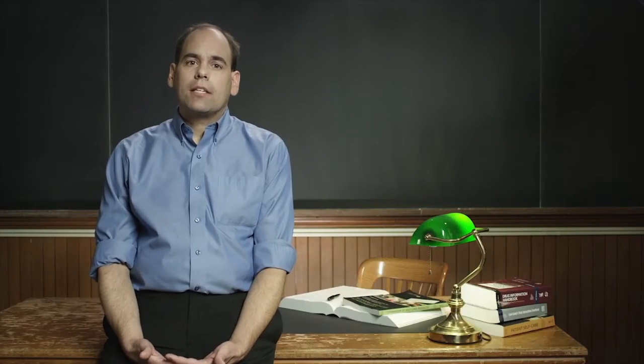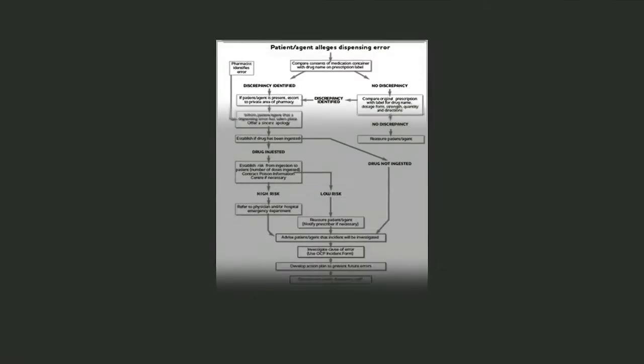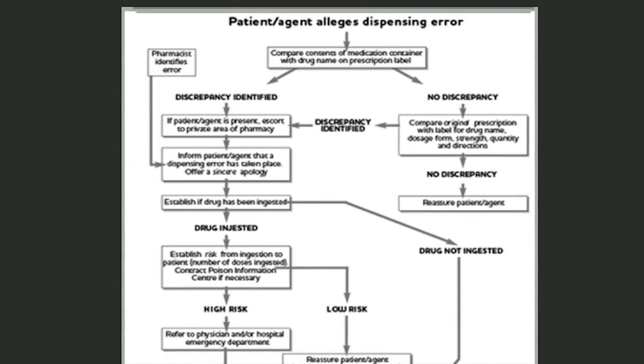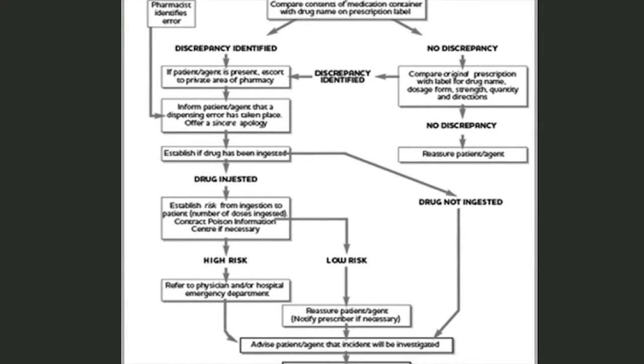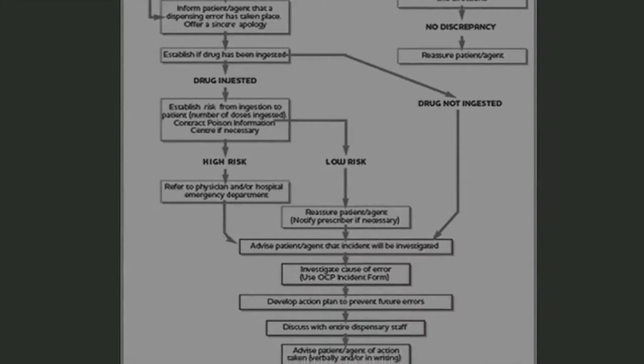So let's talk about dispensing errors for a second, and why they're so different from a clinical judgment error. The Ontario College of Pharmacists has this great protocol for pharmacists to follow if they make an error. This chart demonstrates this process. Simply put, if you make a mistake, you follow the flowchart. It's clearly black and white. You go from one step and then to the next.